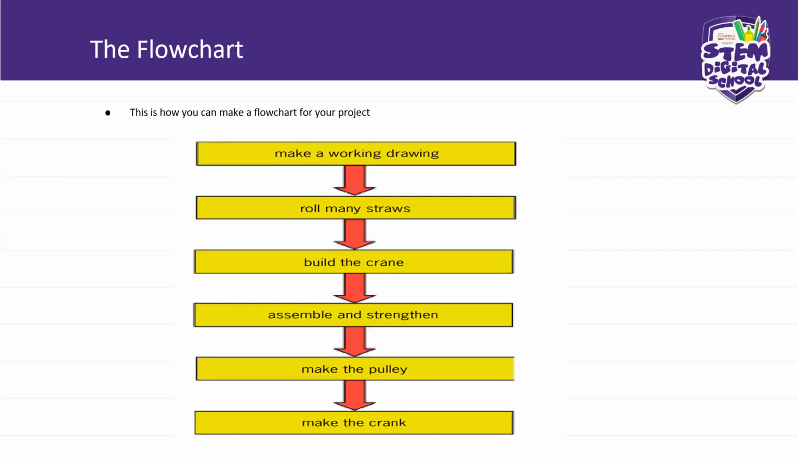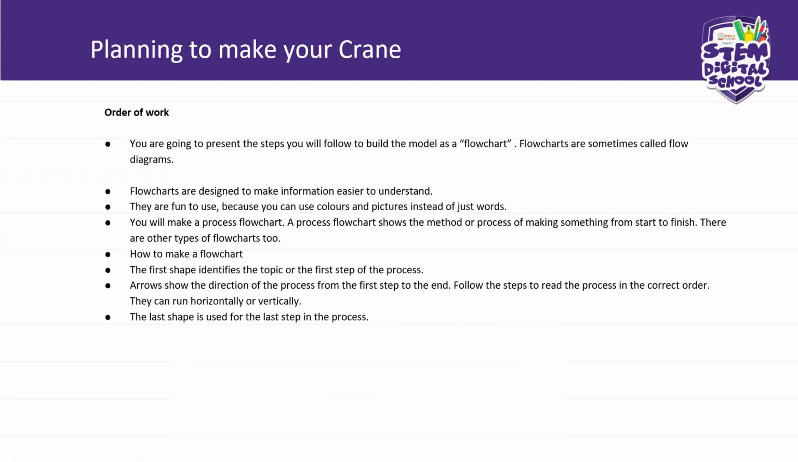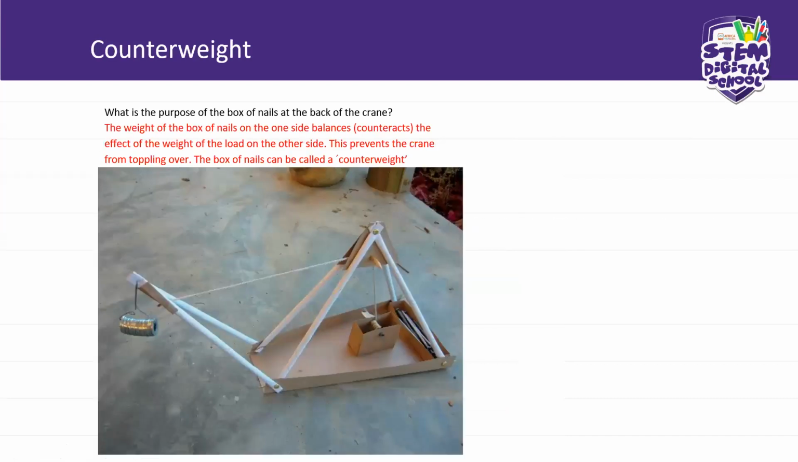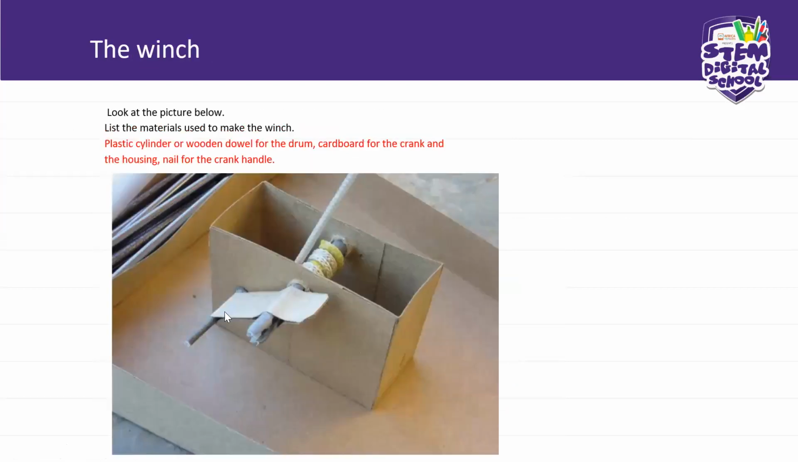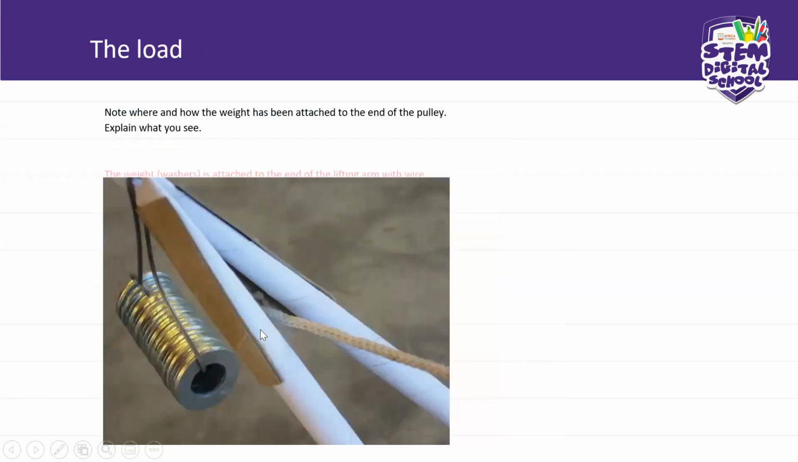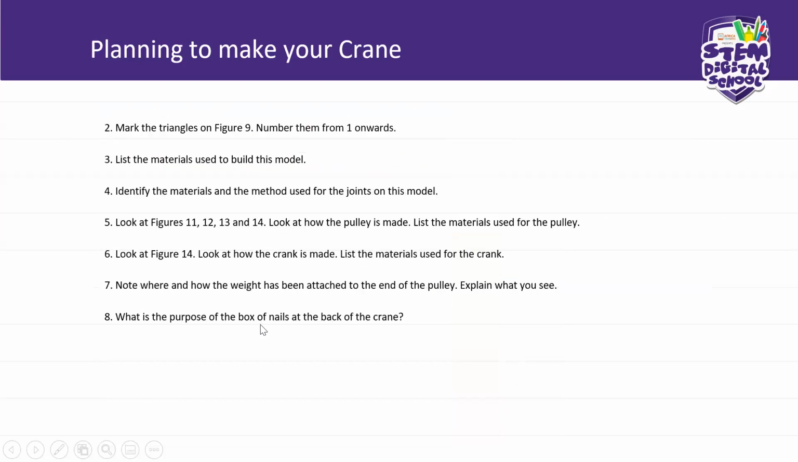Okay? The crank is this one. Because your crane must really operate by a pulley system. And for you to activate the pulley system, you need to have an input on the crank. So you sit and make that.